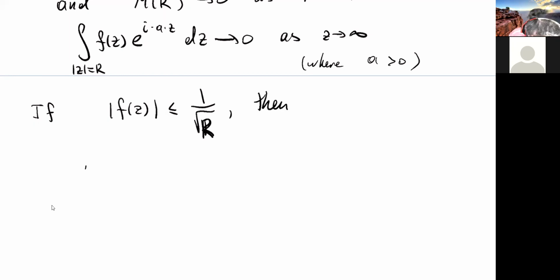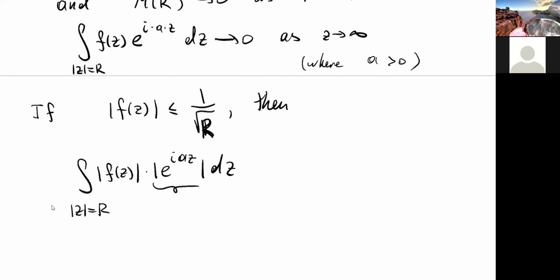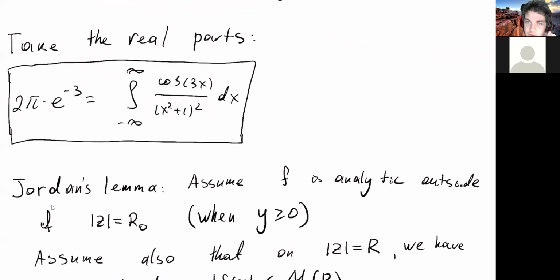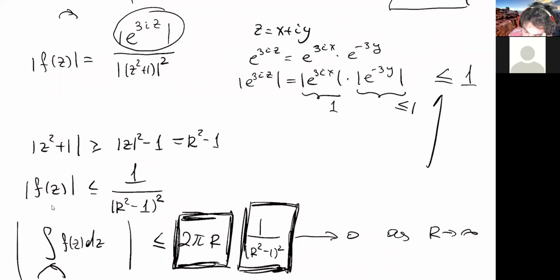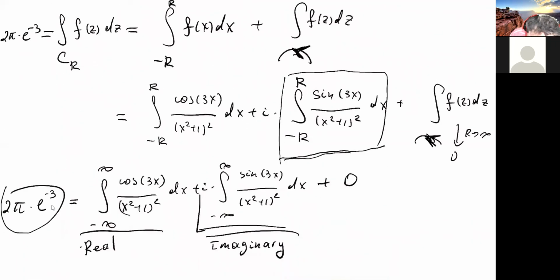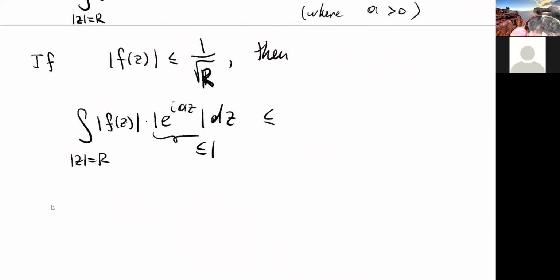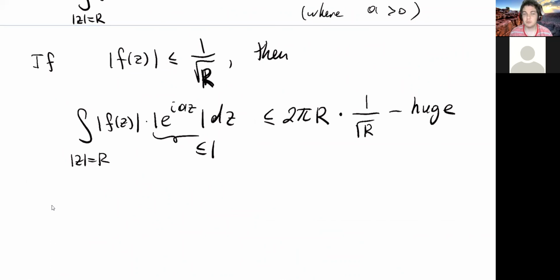So if our estimate is something like this, let's say 1 over square root of R. Then our straightforward approach, what was the straightforward approach? The straightforward approach was to say that this is less or equal to 1. This is what I did right over here. Sorry for going back and forth. Saying that this is less than 1 will result in the following estimate. So I have the length of my contour, which is 2 pi R, times 1 over square root of R. Well, this is huge. So that's a very bad estimate. So if I do this, I failed.